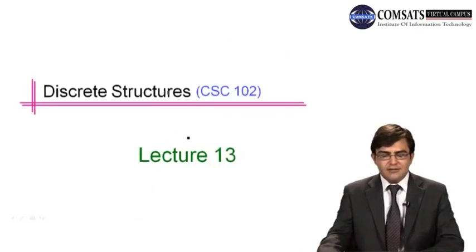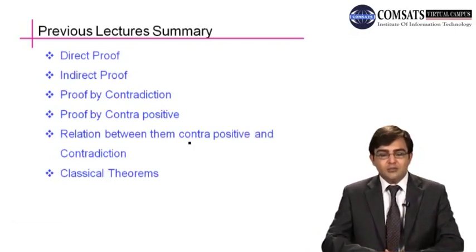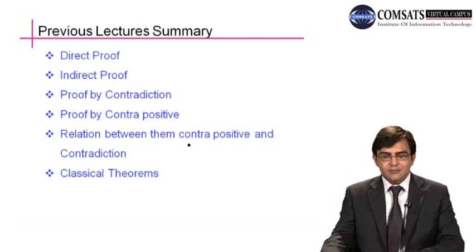In the previous lecture we studied methods of proof, in which we studied mod functions, mod relations and mod congruence. We also studied the method of indirect proof, which is the method of contrapositive, and the method of contradiction, the relationship between contrapositive and contradiction, and at the end we saw some classical theorems. Now we are going to start set theory.